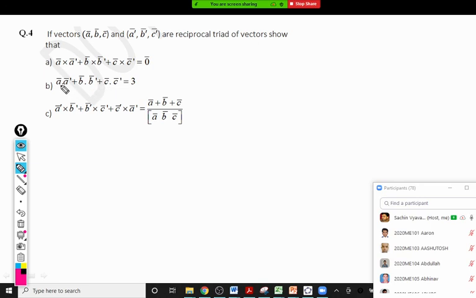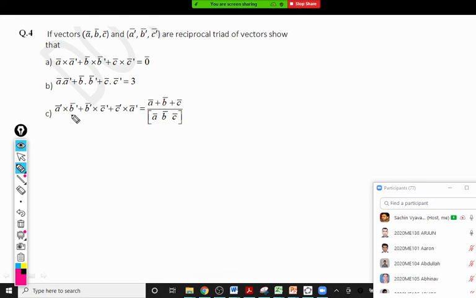What is the value of A dot A dash? 1. So you have to just prove A dot A dash is 1 in the exam. And then you can say similarly B dot B dash and C dot C dash are 1. So the sum of these three terms is 3 there. Okay, and how to prove this last result?